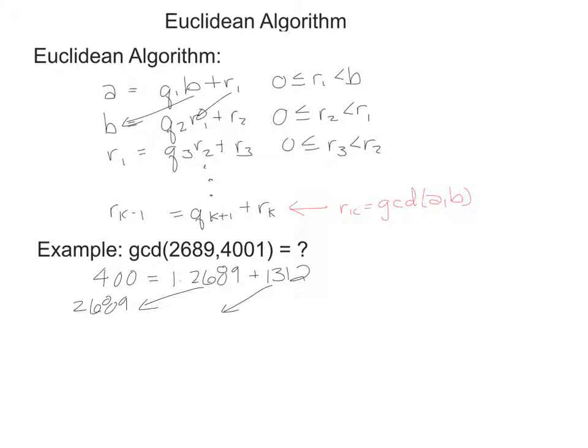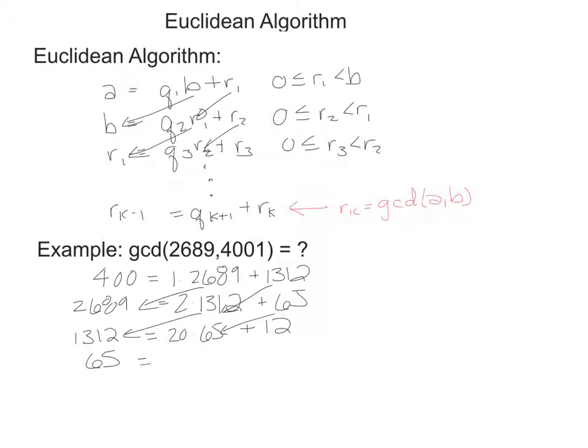2,689 is equal to 2 times 1,312 plus remainder 65. And again, now we move our remainders over, this over here and this over here. So we have 1,312 is equal to 20 times 65 plus remainder 12. Again, we move the 65 over, is equal to 5 times 12 plus remainder 5.